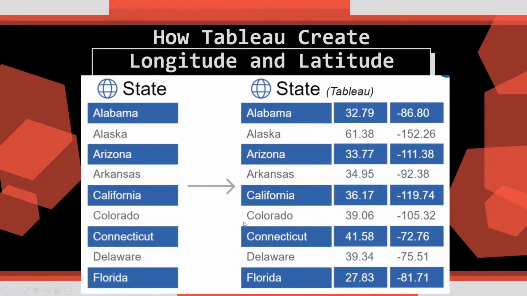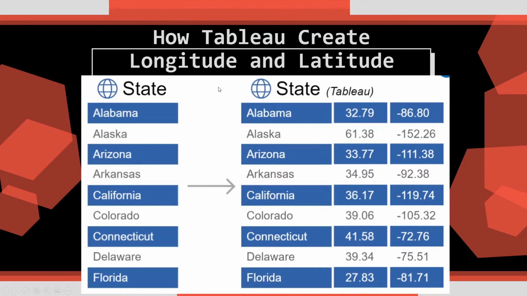So how does Tableau actually generate this longitude and latitude coordinate? Whenever you have something like a state geolocation in Tableau, Tableau matches this state geolocation that you have in your data set with Tableau's internal state geolocation, and then it matches each state to its corresponding longitude and latitude, and it then combines this into a single coordinate point. So that is how longitude and latitude is generated in Tableau.